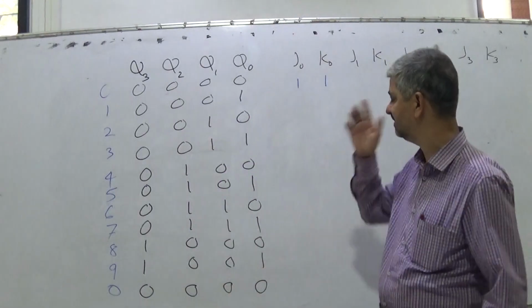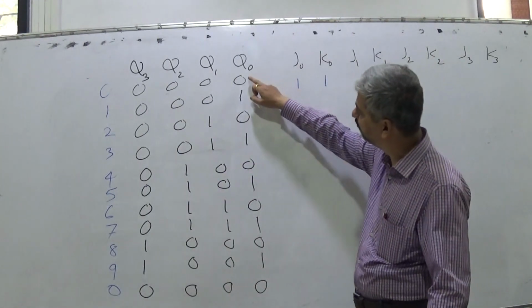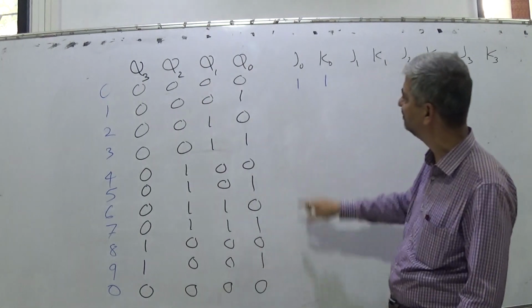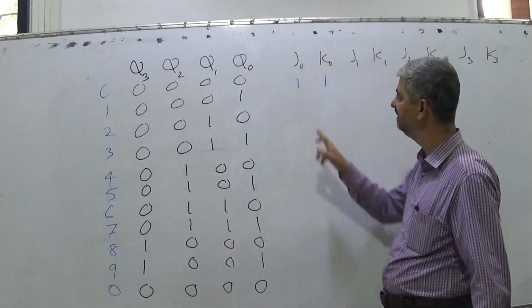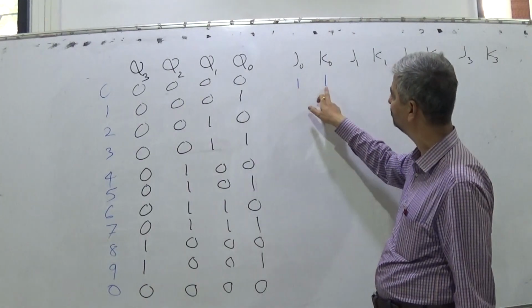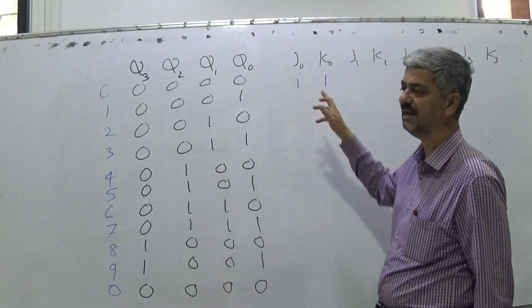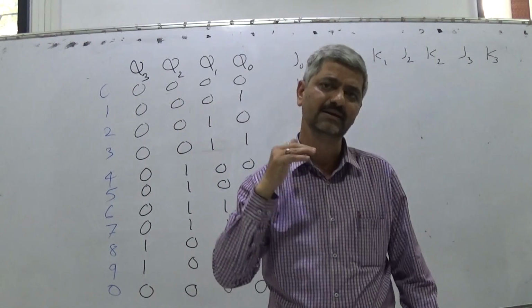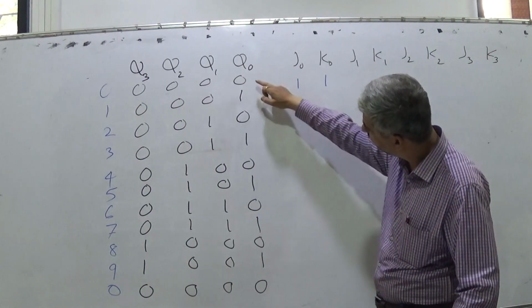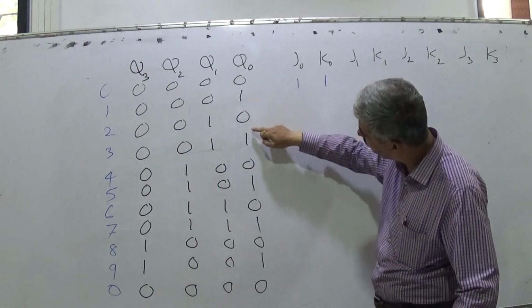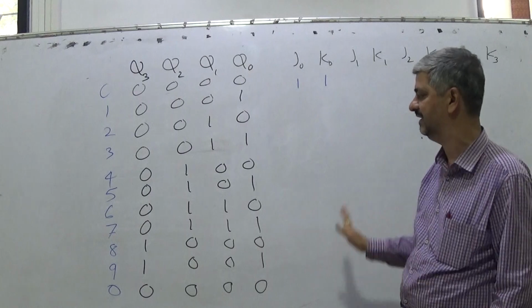As we said last time, flip-flop number 0 always toggles. Since it is always toggling, its inputs J0 and K0 are kept at 1 1. When they are kept 1 1, it continues to toggle, and there is not a single variation from each time it is toggling.